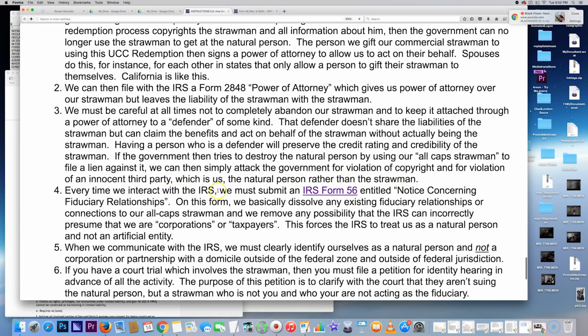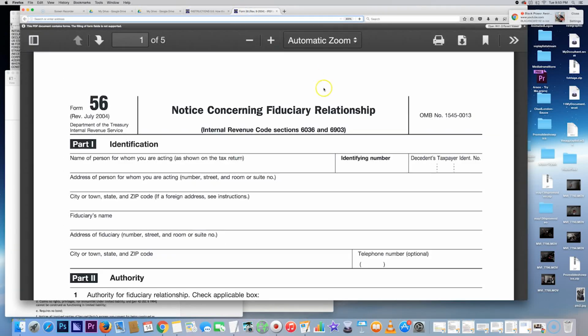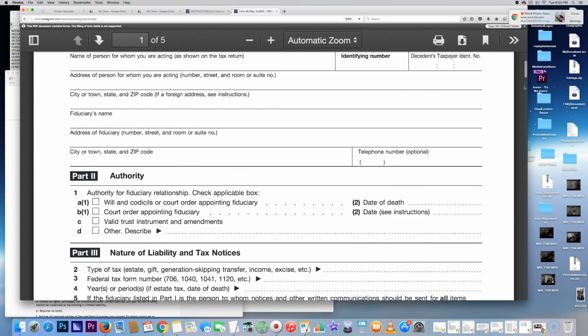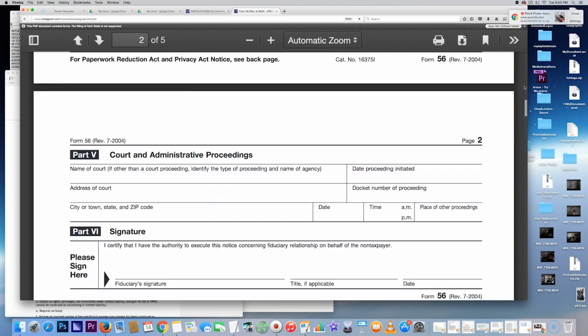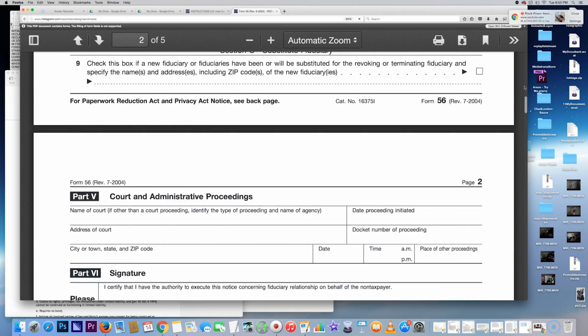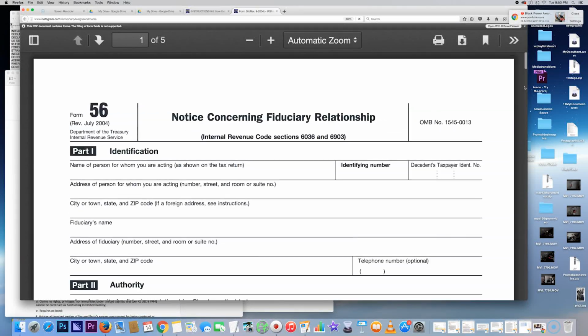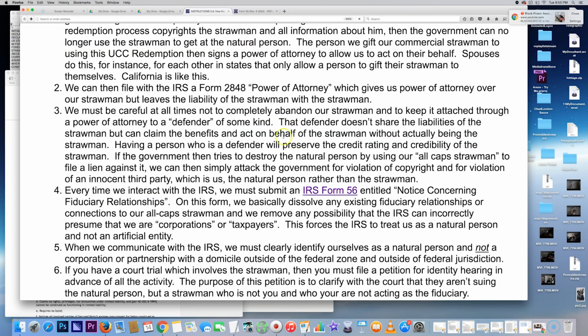Every time we interact with the IRS, we must submit a form, IRS Form 56, entitled Notice Concerning Fiduciary Relationships, which is this form right here. This is the IRS Form 56, which can be downloaded easily by typing in Google IRS Form 56. Real short and simple form, but very powerful, beneficial to our transactions and interactions with these government officials.